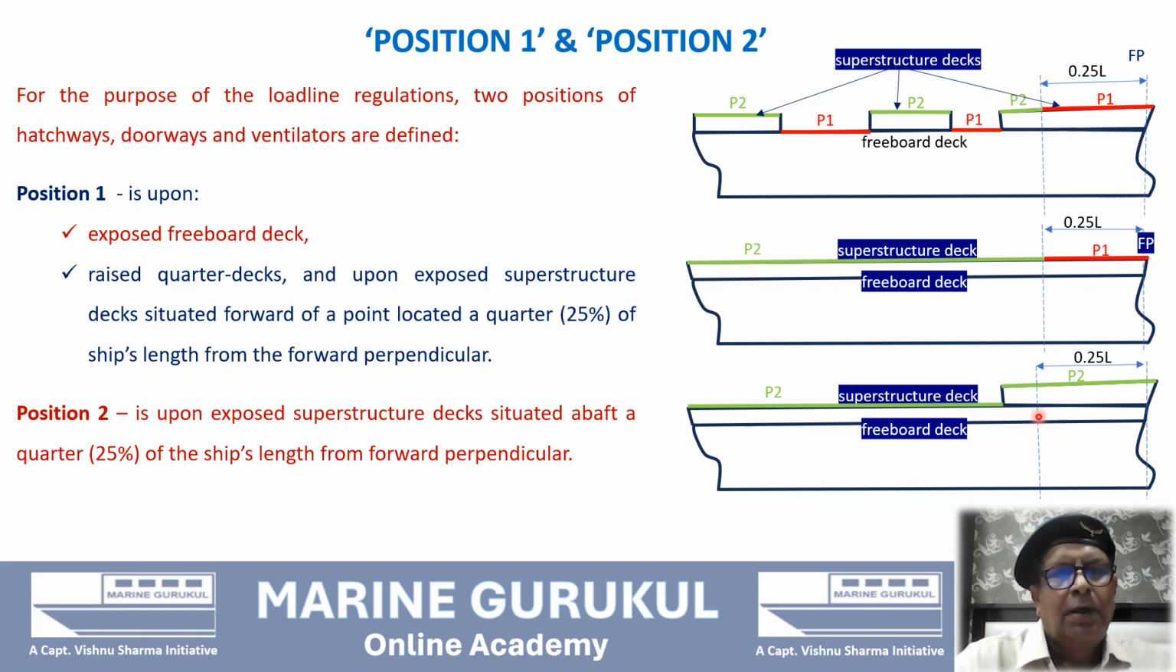Now, why are position 1 and 2 critical? Because depending on whether these hatchways, doorways or ventilators are located in position 1, they need to meet more stringent requirements compared to if they are located in position 2. Why? Because position 1 is more exposed to sea compared to position 2. And that is what position 1 and 2 are.